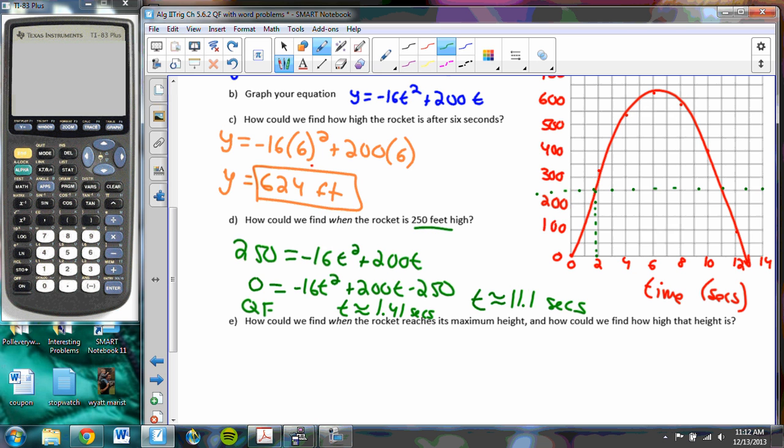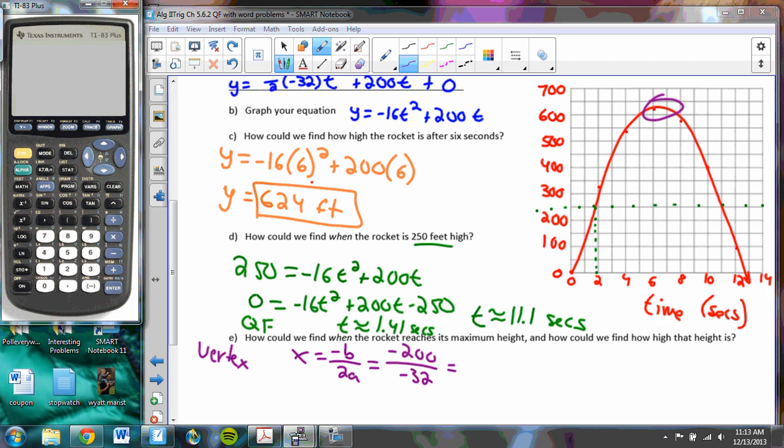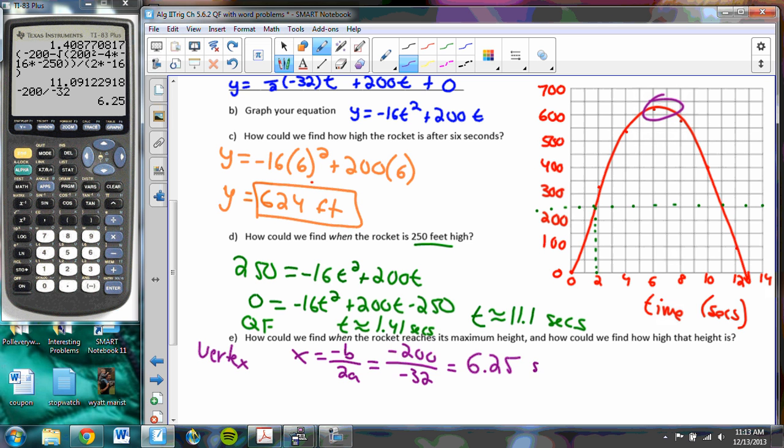Okay, how can we find when the rocket reaches its maximum height? We're trying to find the vertex. If you're talking about the maximum height, you're talking about the vertex, which is going to be somewhere in here. How do I find the vertex? Matt, keep going. Good. X equals negative b over 2a. Which in this case is negative 200 over negative 32, which is 6.25. After 6.25 seconds, the rocket hits its highest point.